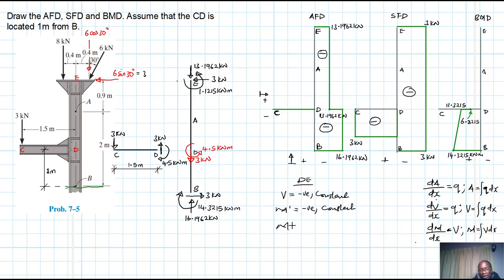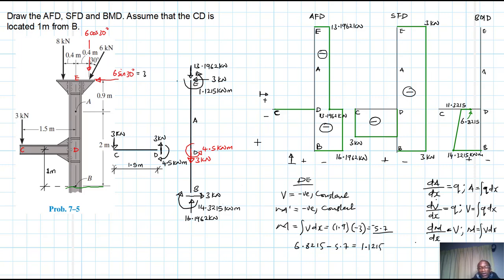And this magnitude of moment is going to be equal to integral v dx, which is just equal to the length from D to E, which is 1.9, times the magnitude of our shear, which is just 3. So if we work that out, we have 1.9 times 3, which gives us 5.7. So the two interact. So we have 6.8215 minus 5.7. What does this give us?